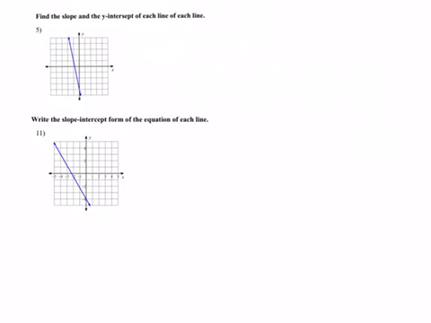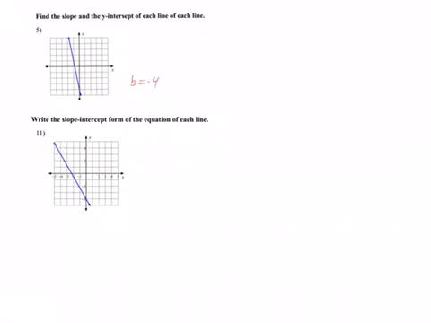Alright, this one just says find the slope and the y-intercept of each line. It says it twice. Okay. So first of all, I'm going to go with the b. B is where it crosses the y-axis, which is, look, right down here. So notice that's negative 1, 2, 3, 4. So the b is negative 4.